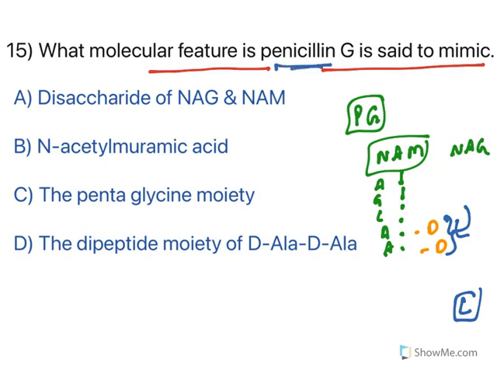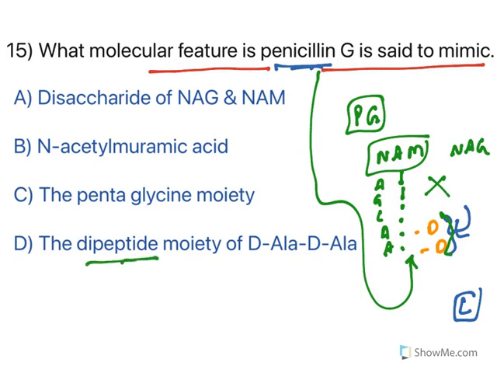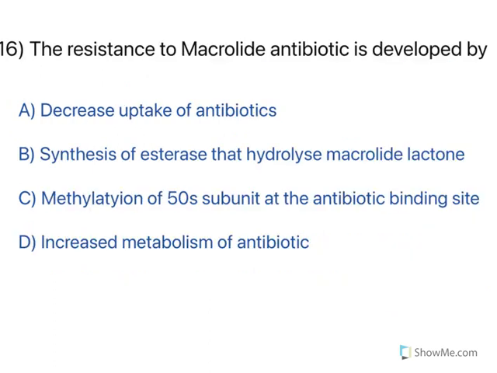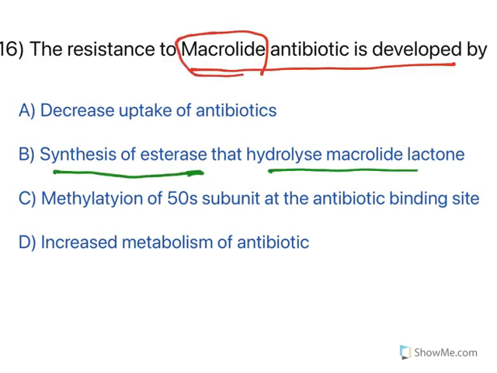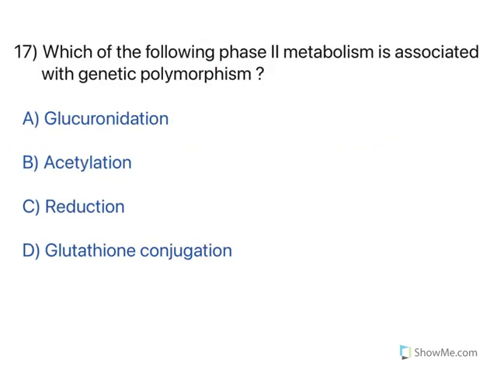Now penicillin G mimics the structure of this D-alanine. Because of this similarity, it will inhibit the cross-linking and inhibit the transpeptidase enzyme. So it mimics the dipeptide moiety of D-alanyl-D-alanine. Option D is the correct one. Next one. Resistance to macrolide antibiotics is developed when macrolides are taken repeatedly, and the microorganism synthesizes an enzyme called esterase that will hydrolyze the macrolide lactone. So this is how they break down the macrolide drug and develop resistance.